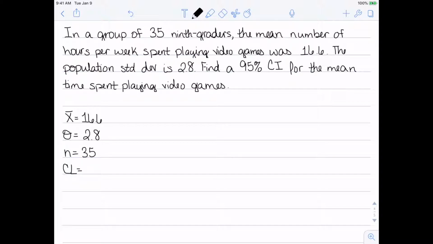And finally, our confidence level. We want to find a 95% confidence interval, so our confidence level would be 95%. And we will need to enter that as a decimal, so 0.95. Now that we have that, we just need the command for our calculator. So we use the z-mean estimate, and then we input all of this information.